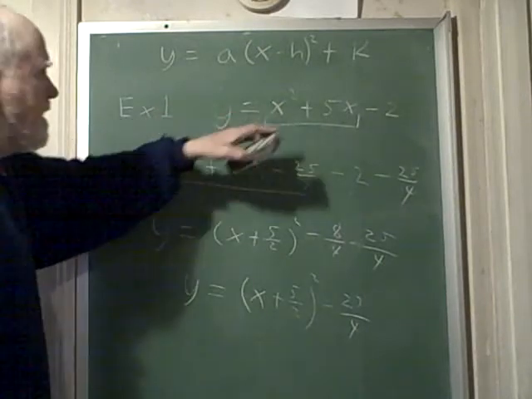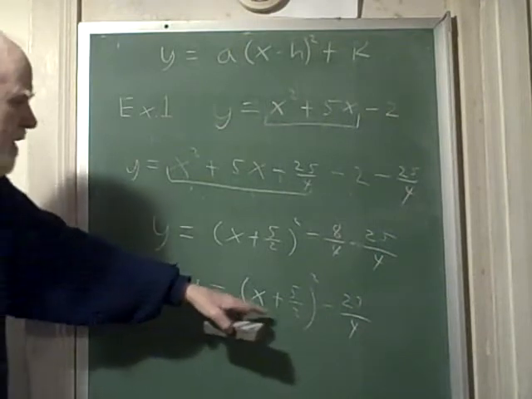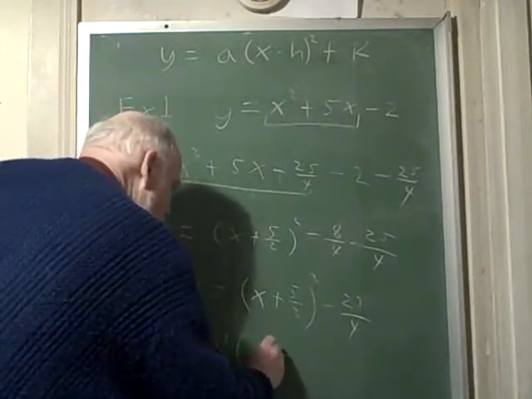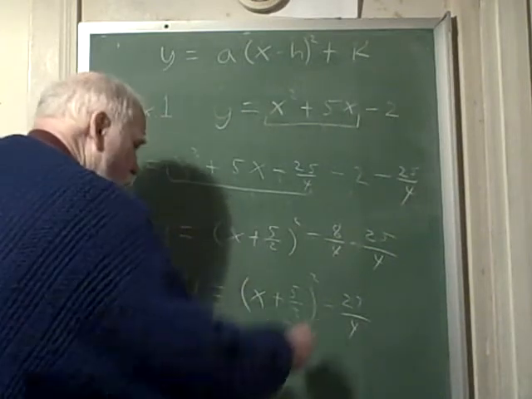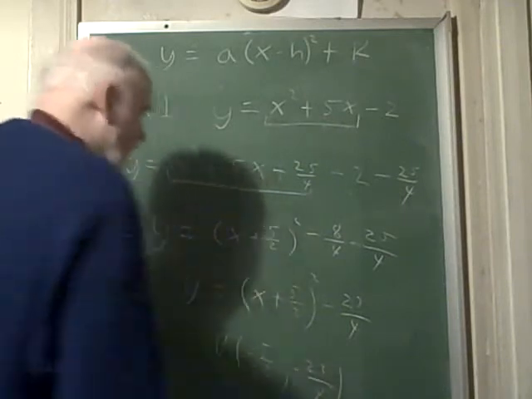And of course this is exactly the same equation as this. In other words, if you put an x in here, you'll get the same y as if you put the x in here. Same set of ordered pairs. Only this tells you where the vertex is. The vertex x-coordinate is the opposite of the sign here, 5/2, and the y-coordinate has the same sign as here, and that's our vertex.